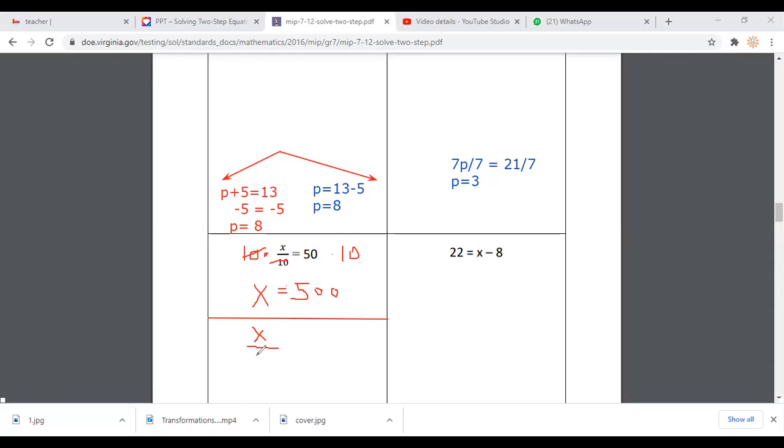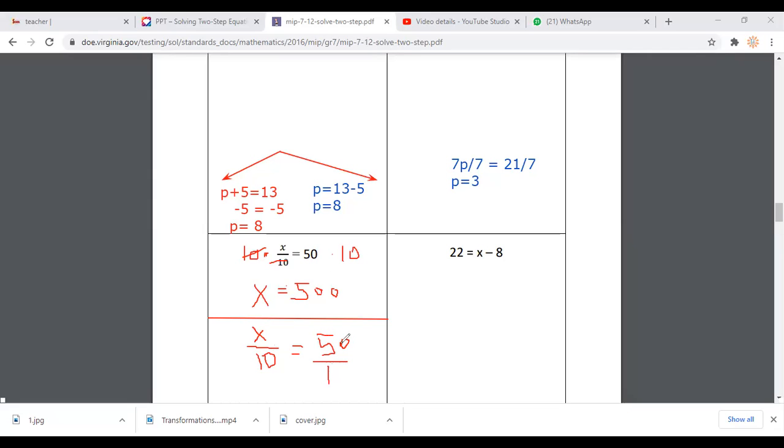You have x over 10, right? Yes, x over 10 equals 50. So I can't say 50 divided by 10. You can write both sides in fractional form like this. I can write 50 as 50 over 1 and then use cross multiplication to answer.